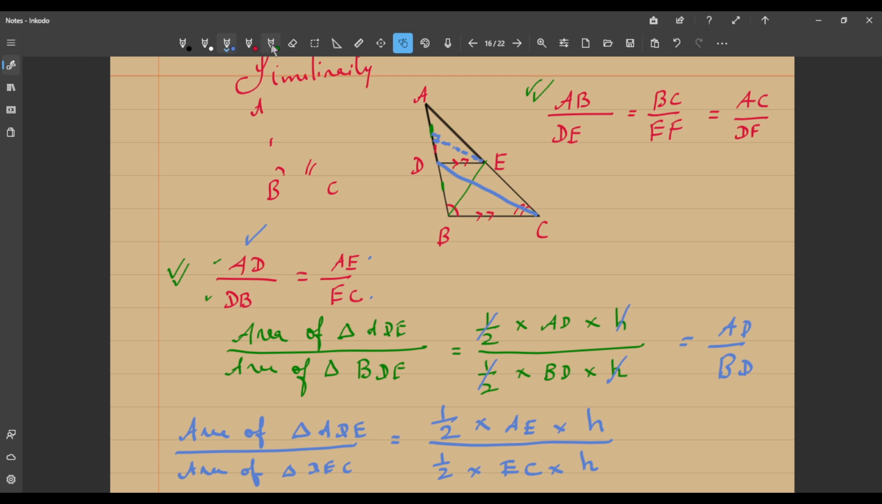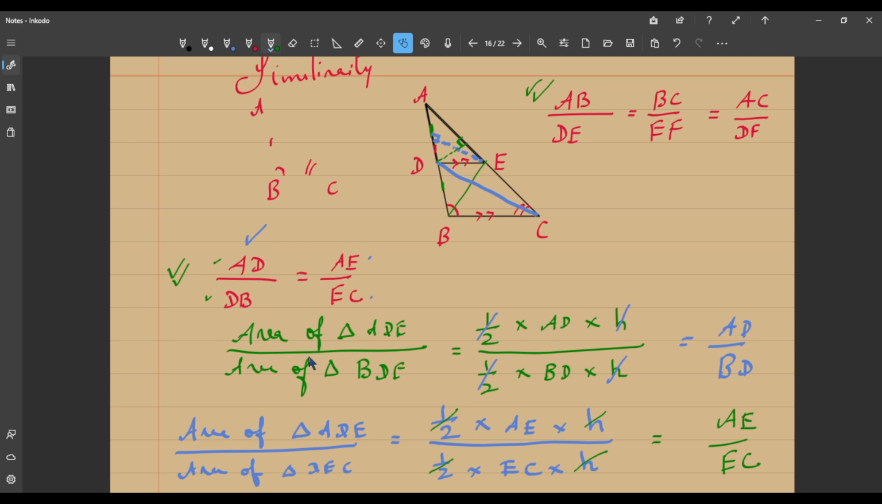Let me change the color. Yeah, this is the perpendicular. And once again we see that the height is the same for both the triangles. The perpendicular drop from D to AC would be the height of both the triangles. So once again we can conveniently cancel the heights, and also cancelling the halves on both the numerator and the denominator, we get AE by EC.